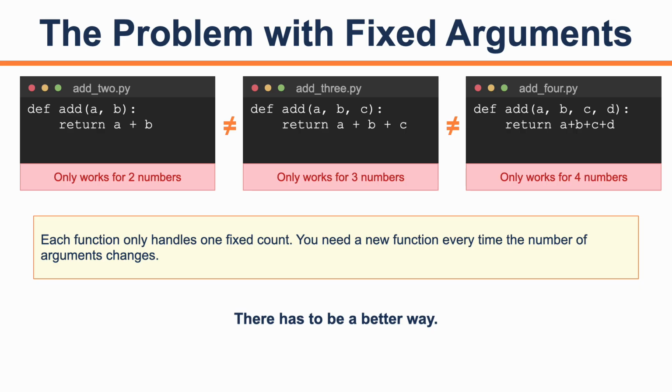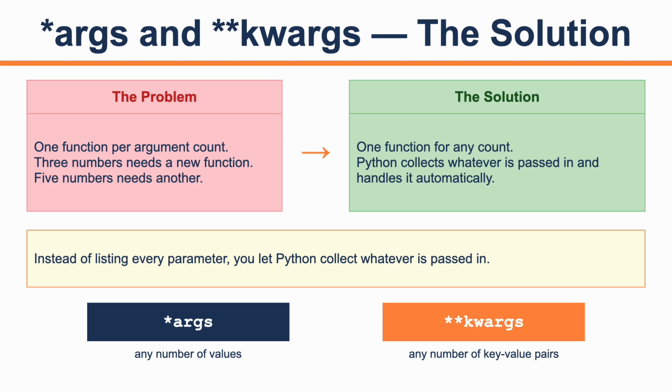If you want to add 3 numbers, you write 3 parameters. To add 5 numbers, you need a different function entirely. That is the problem fixed arguments create. Python gives you a way to fix this. You can write a single function that accepts any number of arguments. That is what args and keyword args are for. Instead of listing every parameter separately, you let Python collect whatever is passed in and handle it automatically.